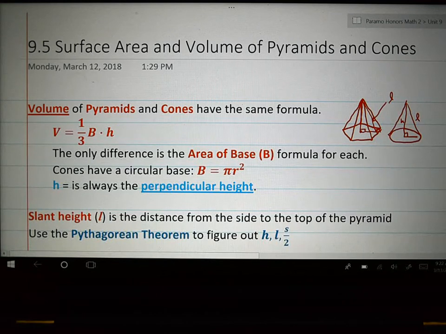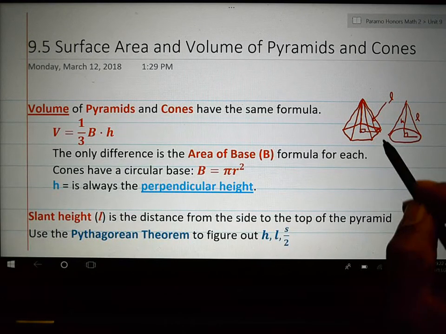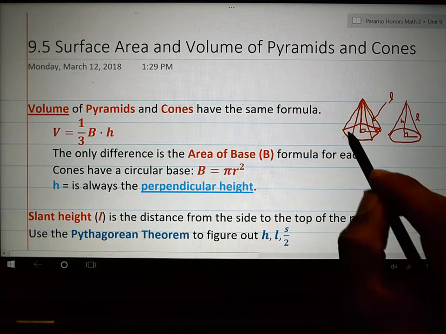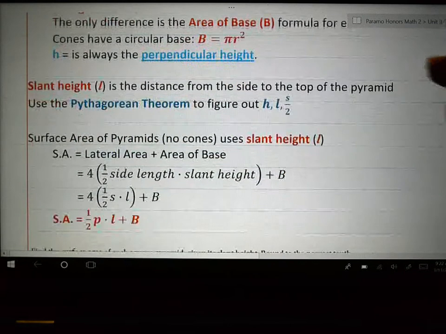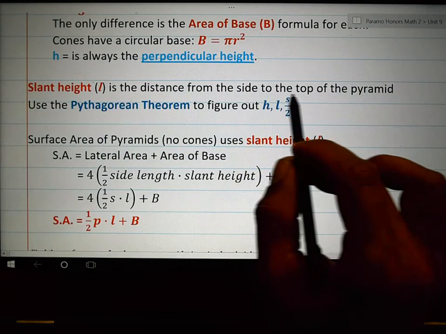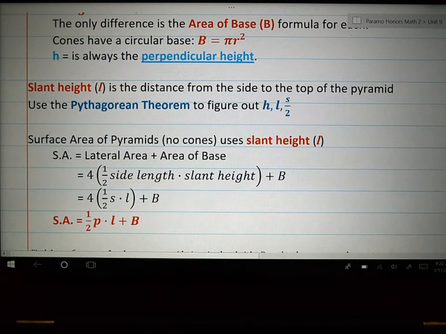I don't know why, actually I do know why they don't use S. They do not use S because they don't want you to think it's the side length of the base. You might be looking at this as the side length, so they don't want you to confuse those 2 letters. Just so you know, the slant height is the distance from the side to the top of the pyramid. It is perpendicular as well. They use the letter L for it.